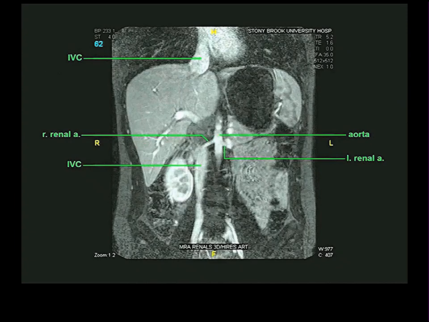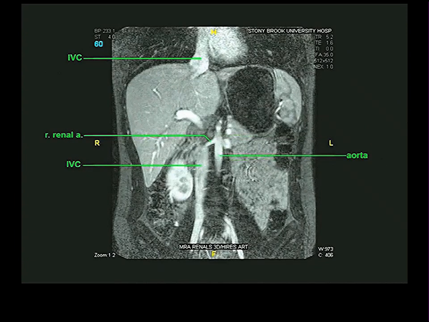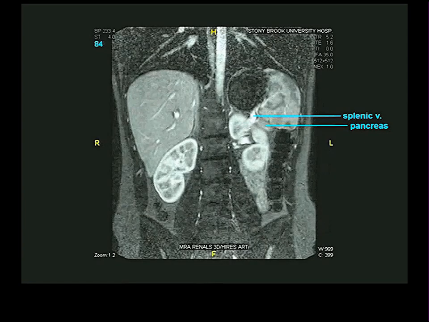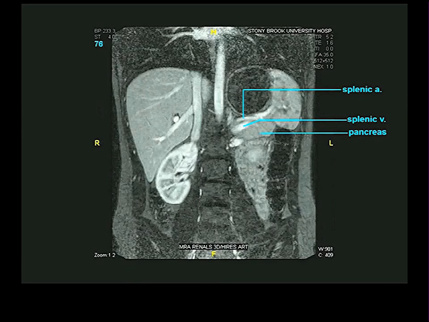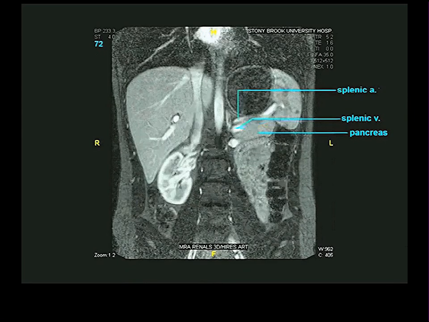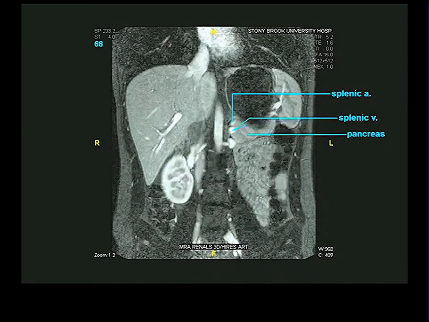I would like to see the veins in front of the renal arteries. I don't know why I stopped there. These are just things I already told you about. I don't think I organized this properly. These are the pancreas and the splenic artery and vein that I told you about.